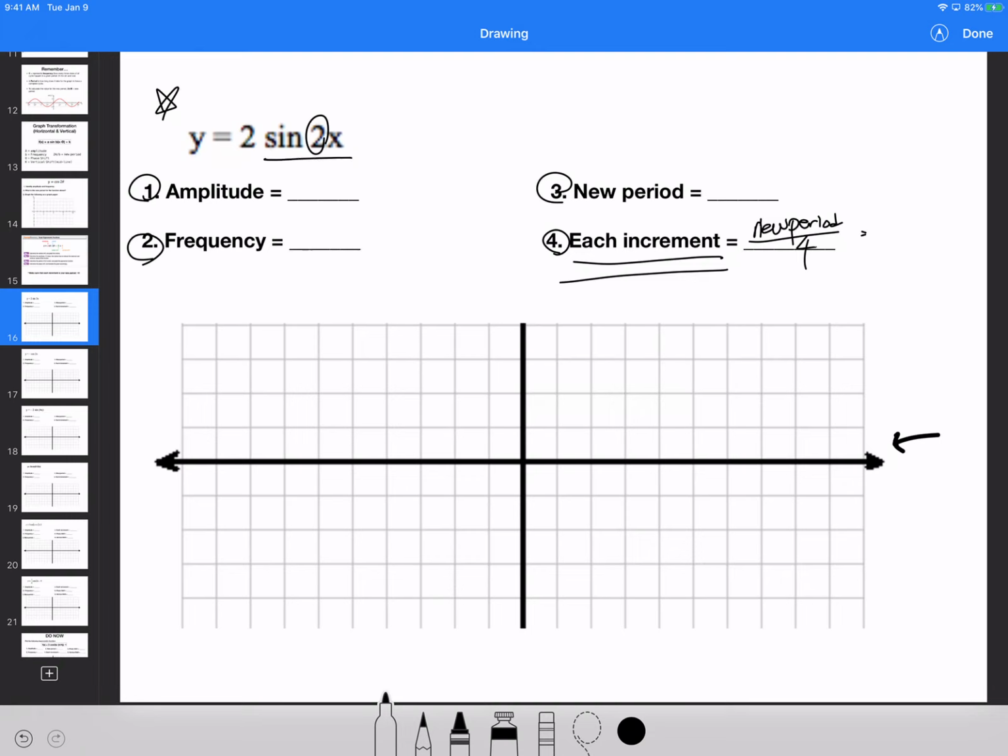So 2 sine of 2x. I want to make sure the amplitude is 2, my frequency here is 2, and my new period will be 2 pi divided by the b value, which means it's 2 pi divided by 2, which means it's pi. That makes each increment pi over 4, and that would be 45 degrees. But I don't want to use degrees, I want to use radians.